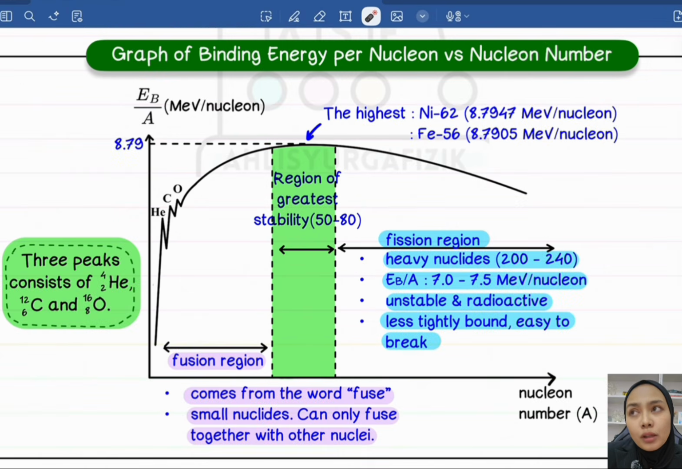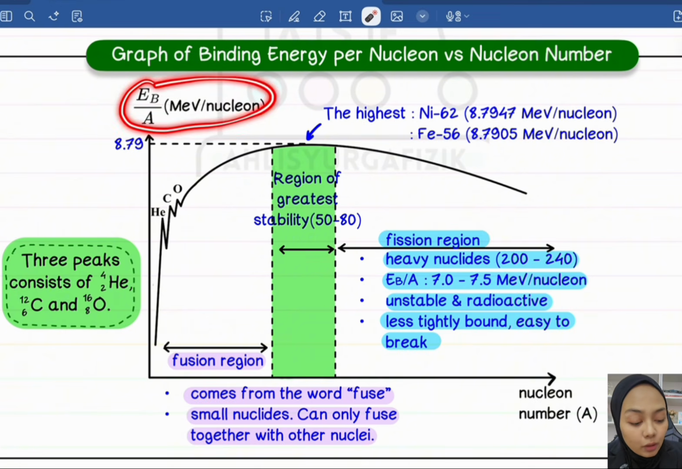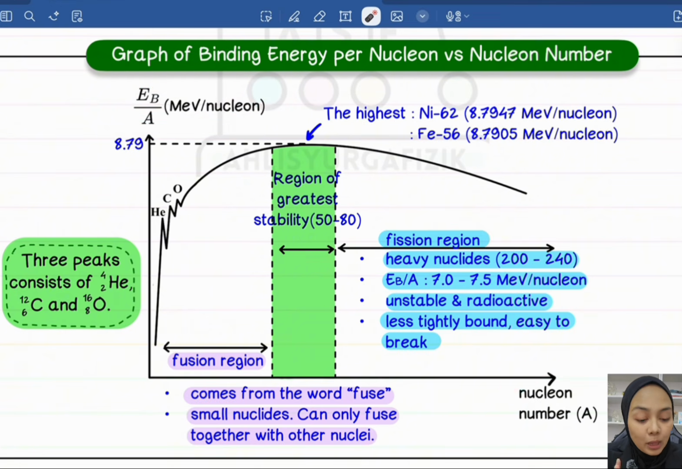As we all know, all the elements that we have found on Earth have already been charted in our periodic table, which means that we can also chart the binding energy per nucleon, and we can put it in this kind of graph. Here we have binding energy per nucleon versus the nucleon number. We have three regions. The first one is the fusion region. Then we have the region of greater stability where the nucleon number is around 50 to 80. And we have the fission region, with heavy nuclides around 200 to 240, where the binding energy is around this much.